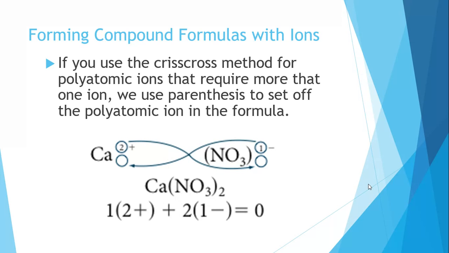Now let's talk about using the crisscross method for polyatomic ions instead of just monoatomic. If you use the crisscross method for polyatomic ions that require more than one ion, which means the number you are dropping is bigger than 1, we like to use parentheses to set off that polyatomic ion from others. Notice that when we cross this down here on the nitrate, we had to put parentheses around the nitrate. So this 2 goes to the entire thing and not just one element. And this 1, we bring it down here. Again, you don't have to write the 1, so we're good.